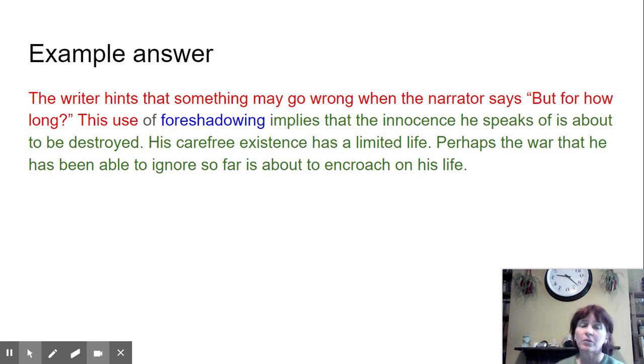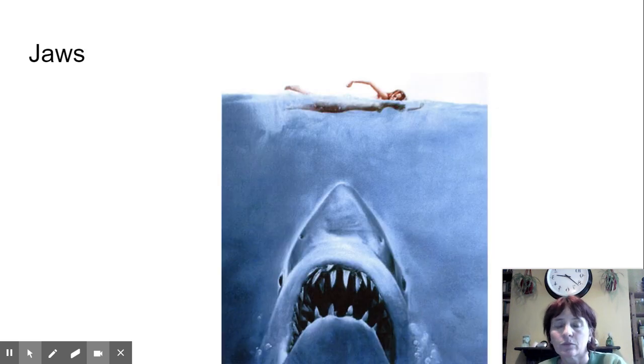Write a hint that something may go wrong when the narrator says, but for how long? This use of foreshadowing implies that the innocence he speaks of is about to be destroyed. His carefree existence has a limited life. Perhaps the war that he's been able to ignore so far is about to encroach on his life. I would say it is.